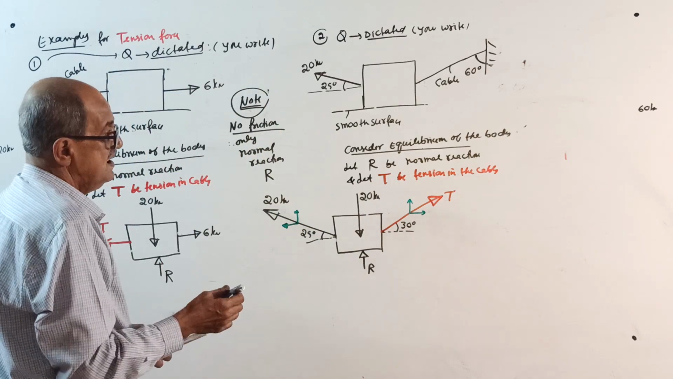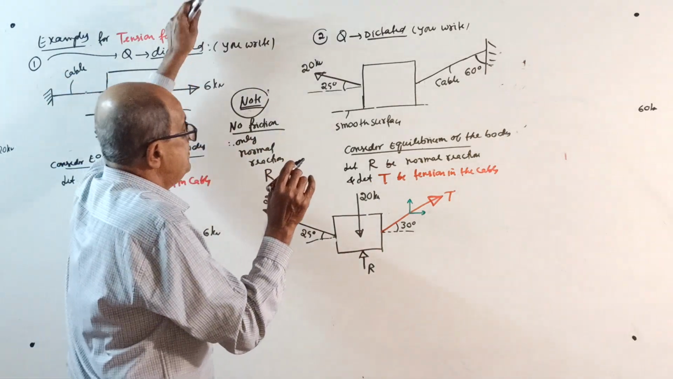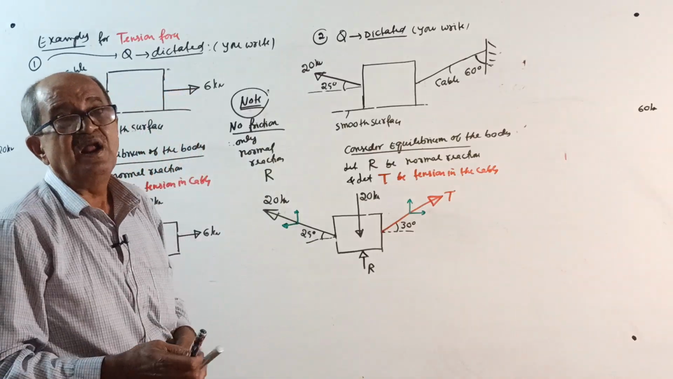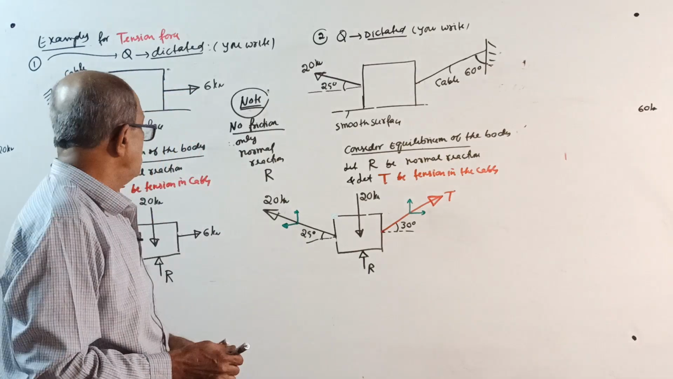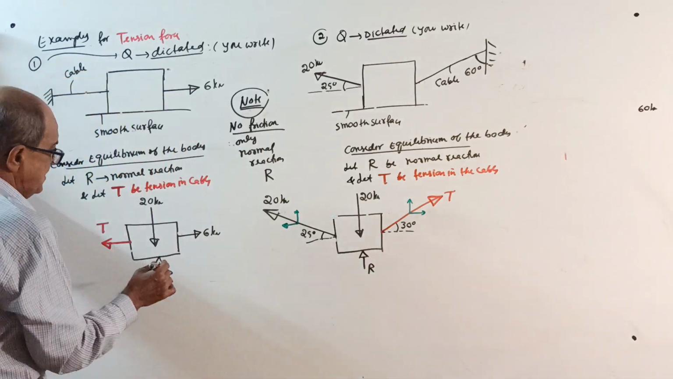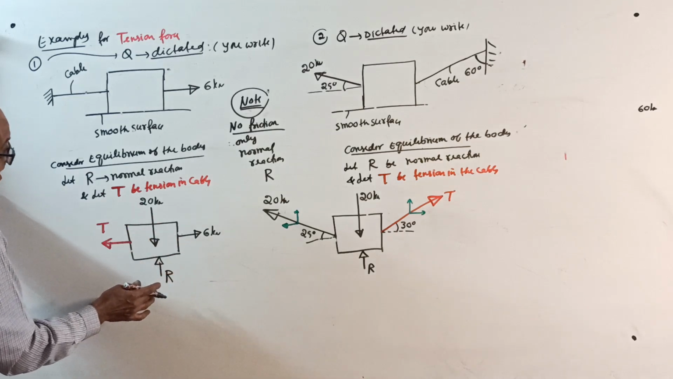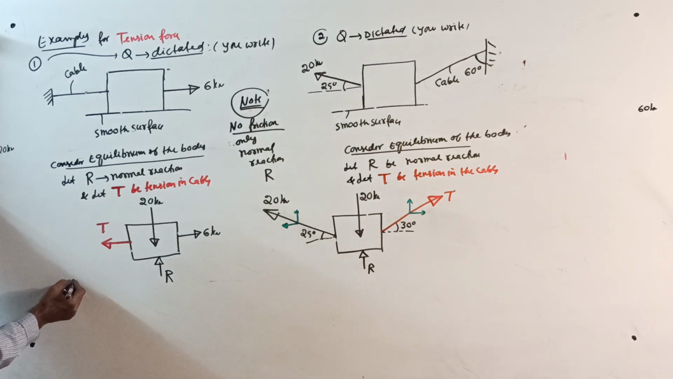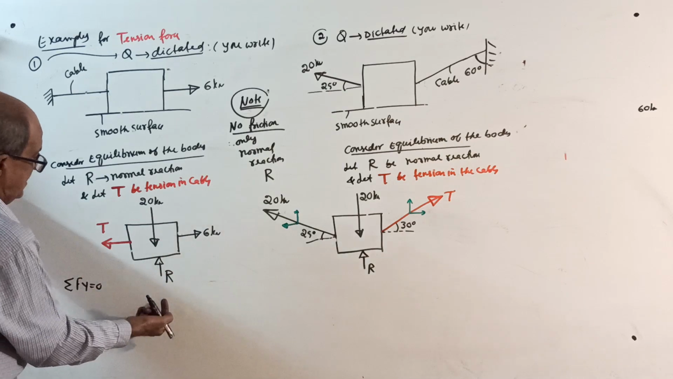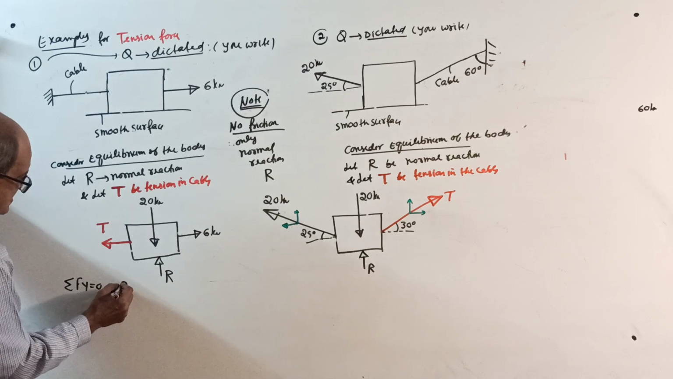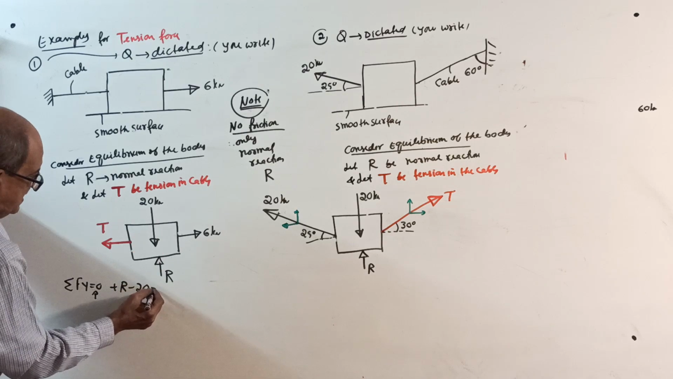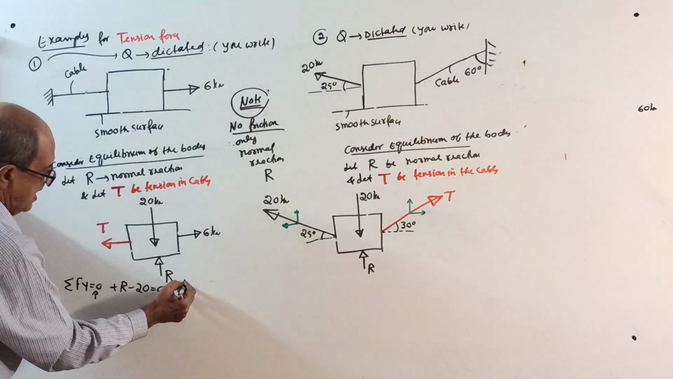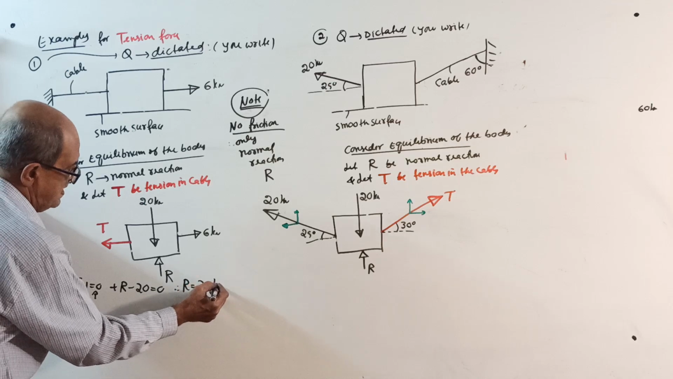Okay, now, here, see, equilibrium conditions are sigma Fx = 0 and sigma Fy = 0. Sigma Fy = 0, actually, is a waste of time here. Okay, see, sigma Fy = 0. What do you get? Plus R, upward positive. Plus R minus 20 equal to 0. Therefore, your R equal to 20 kilonewton.